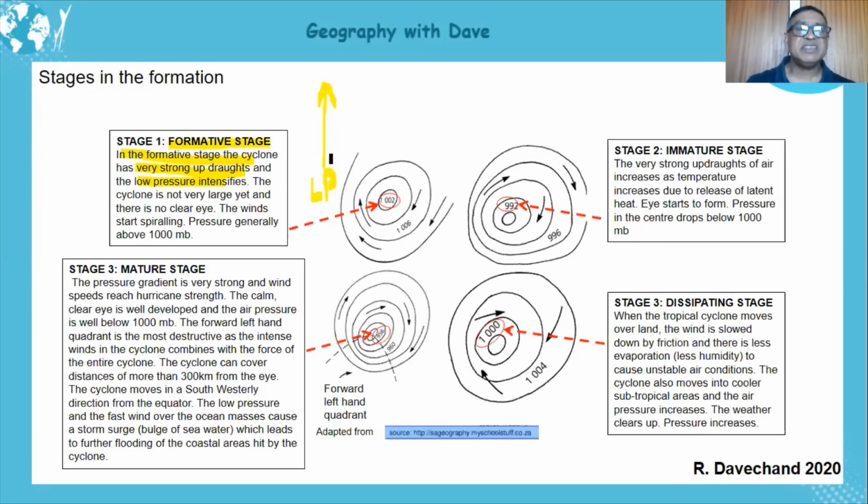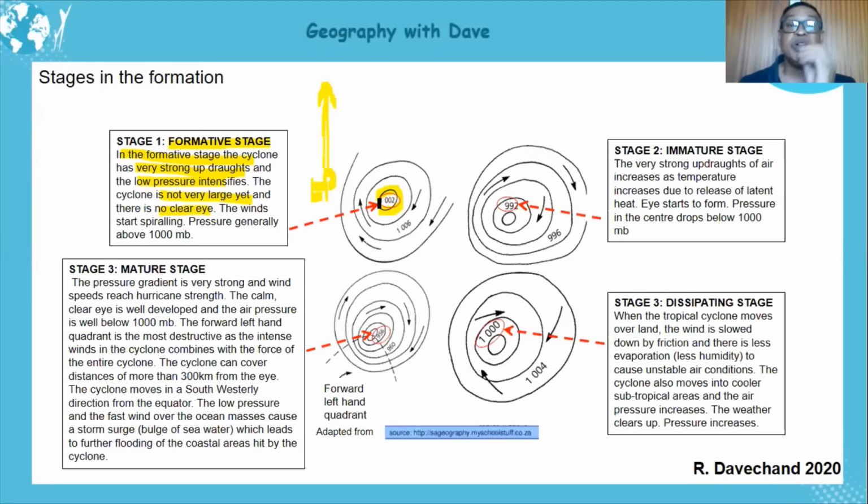What happens as these high temperatures cause this air to rise? What happens to this low pressure? It intensifies. It gets more intense. The pressure is dropping. At this stage, the cyclone is not very large as yet, and there's no clear eye. I'll talk about the eye as we go through. It is found in the center, where the trough of low pressure is, as the air moves up. I will show that in the cross section.